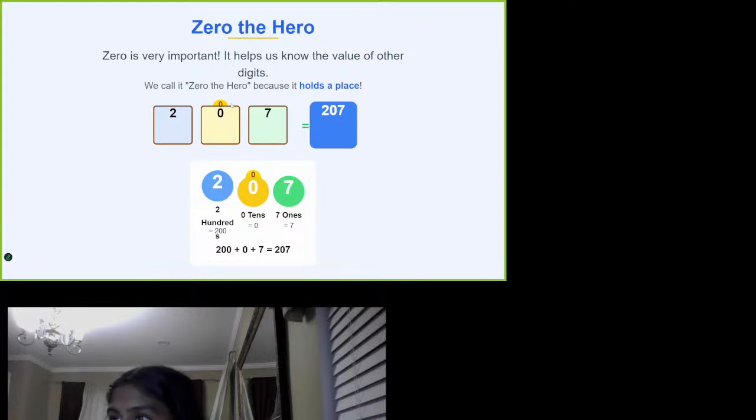So if this 0 wasn't here, it would just be 27, which means the 2 would be in the tens place. But since the 0 is in the tens place, it would be 207, since the 2 would move up to the hundreds place.